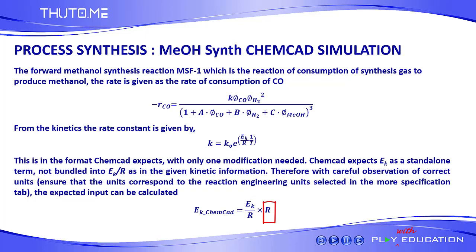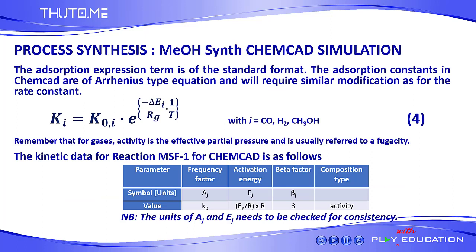Okay, same story for the absorption constant. Chemcad expects it in the similar format that we have given it to you. So what you will have to do is modify this term, which is given as a bundled up term. You need to multiply it by the universal gas constant, so that you get the energy term by itself.